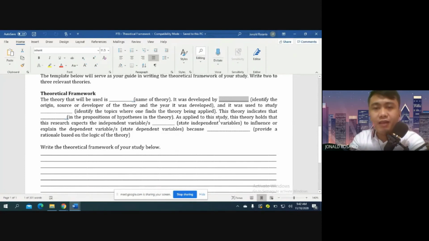As applied to this study, this theory holds that this research expects that independent variables, state niyo yung independent variable nyo dito, to influence or explain the dependent variable. I-state niyo yung dependent variable ninyo because blank yung reason. Provide niyo yung reason based on the logic of the theory, kung bakit yung independent variable ay na-influence niya yung ating dependent variable relating that on our theory.